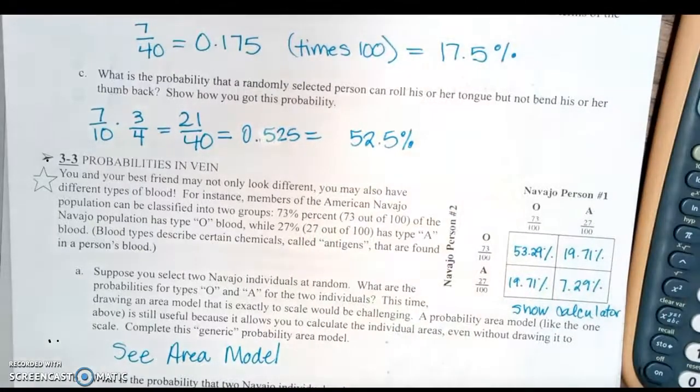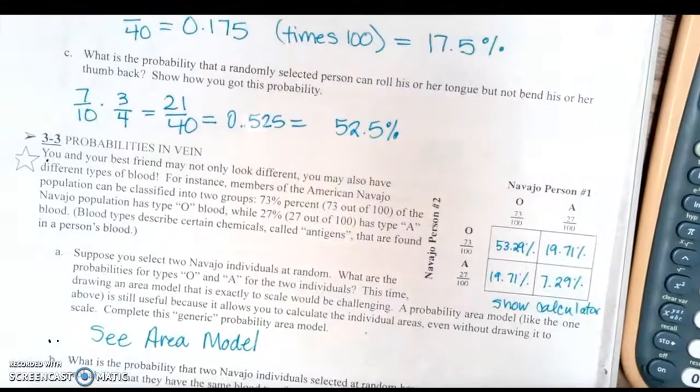Problem 3 says, 3-3, you and your best friend may not only look different, you may also have different types of blood. For instance, members of the American Navajo population can be classified into 2 groups. 73% of the Navajo population has type O blood, while 27% has type A blood. Blood types describe certain chemicals called antigens that are found in a person's blood. So part A says, suppose you select 2 Navajo individuals at random. What are the probabilities for type O and A for the 2 individuals?